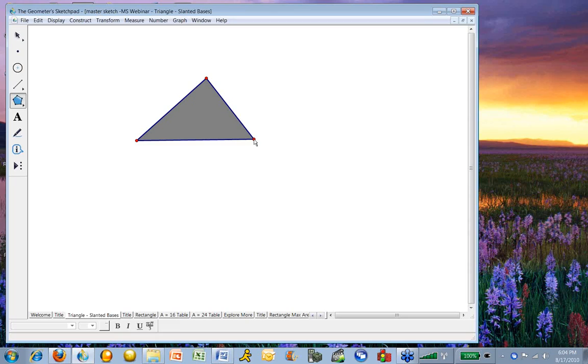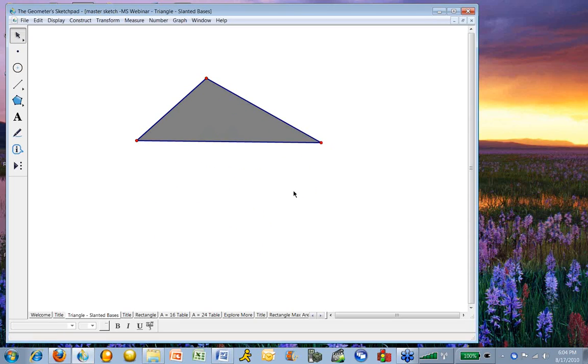I click. If I'm done, I double click, and it creates the triangle. But I could continue to click and move and create as many vertices as I wanted and create a polygon. So that's the new tool that makes just drawing polygons a little bit easier. So we have this triangle here, and I can make it be any triangle I want.